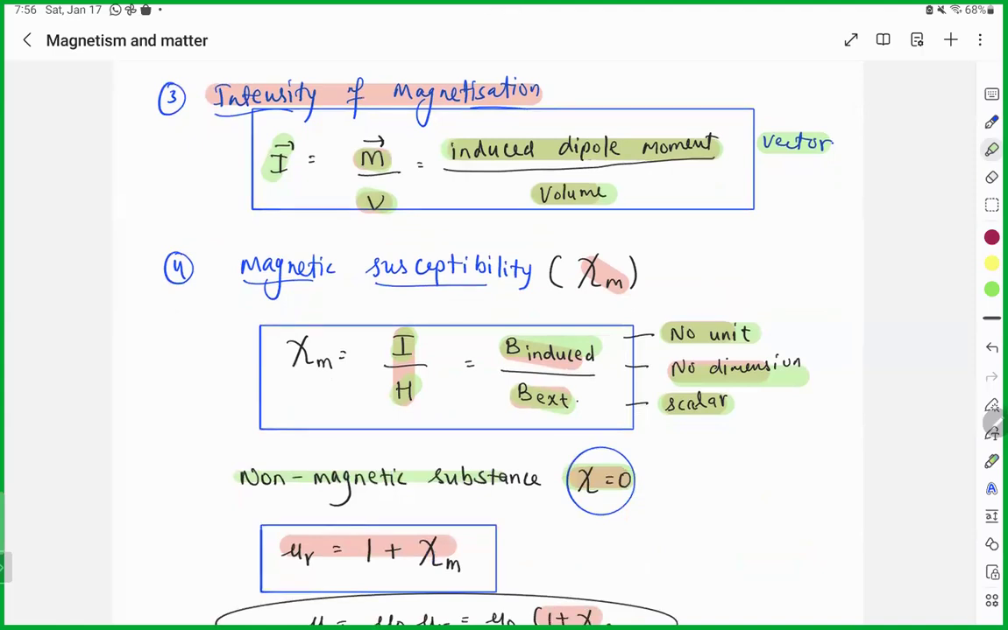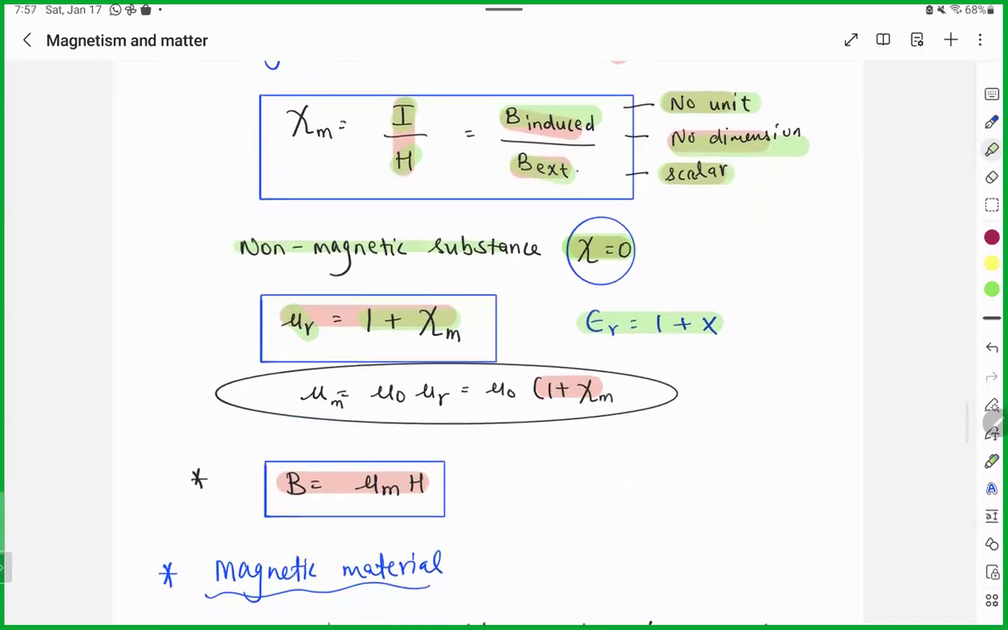If you don't have a magnetic substance, no magnetic property at all, in this case the ability to influence any material is zero. Chi will be zero. Your relative permeability is 1 plus chi, same as relative permittivity is 1 plus chi. This whole chapter is about the comparison with electrostatics. If you understand electrostatics really well, this is just one of the basic things. Any doubt, guys?